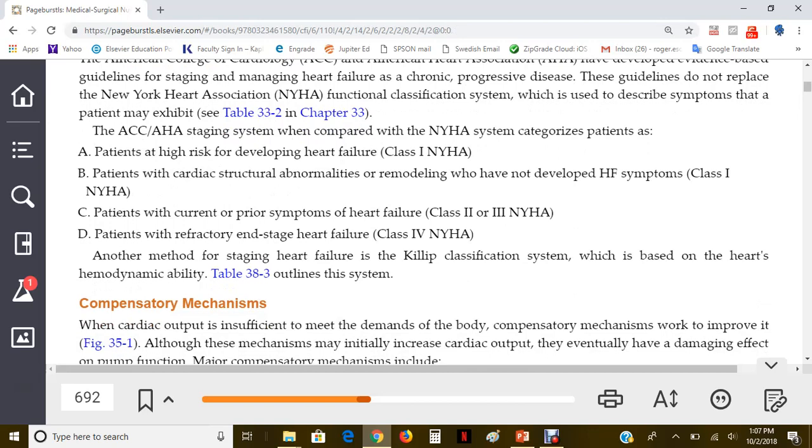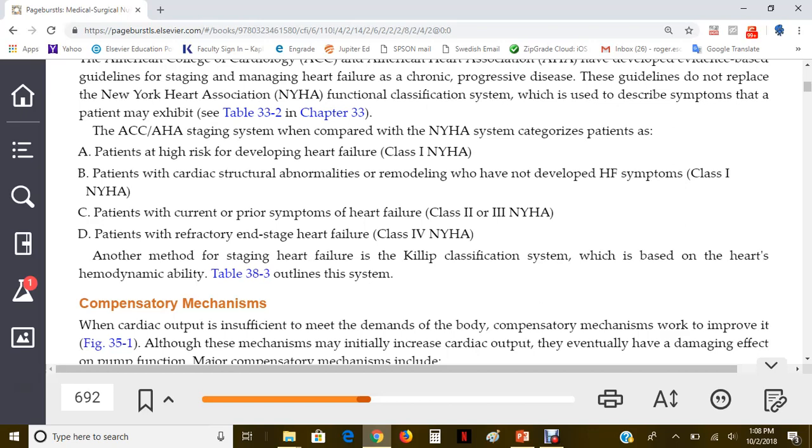Now, you may see this question on the NCLEX, not based on these ABCD classifications, but rather what patients are allowed or not allowed to do depending on their heart failure classification. For instance, when a patient has class 1 heart failure, that means they only have a high risk of developing heart failure. They do not have heart failure necessarily.